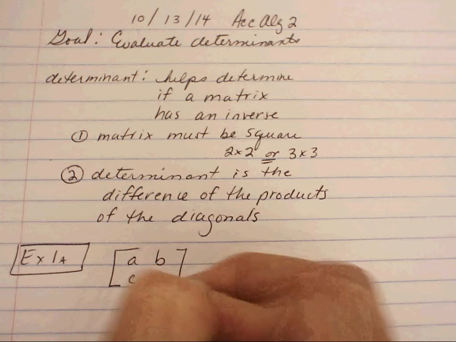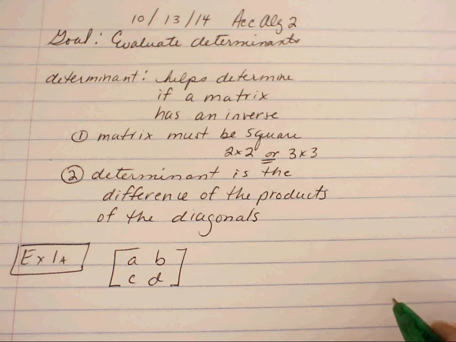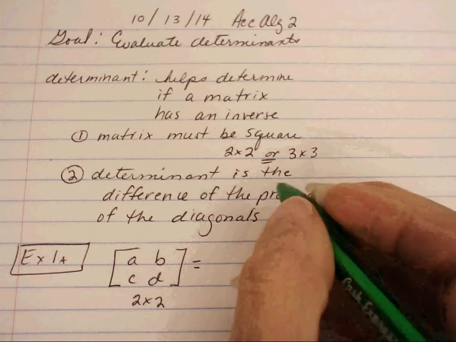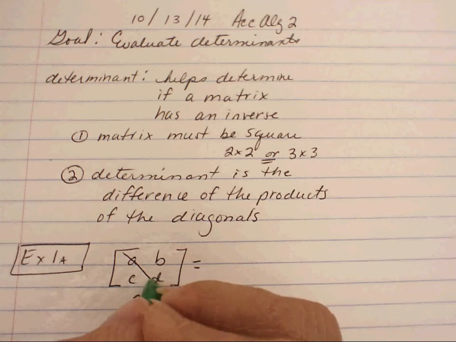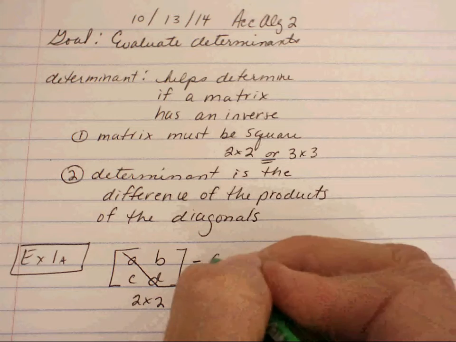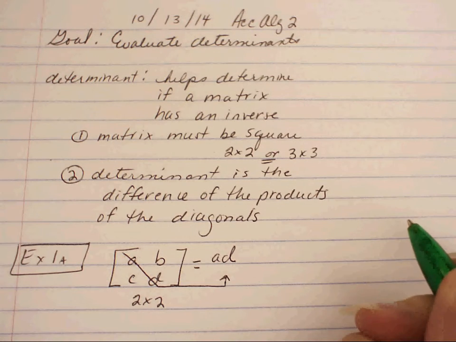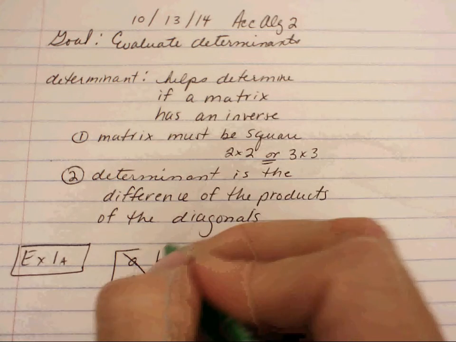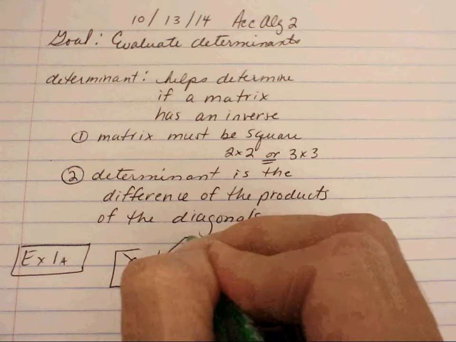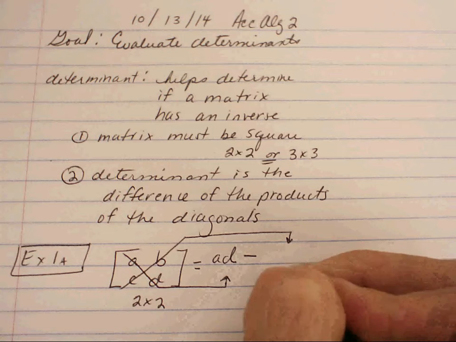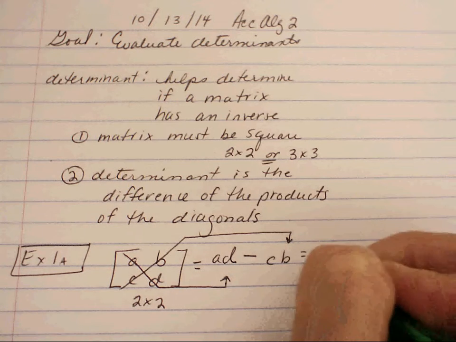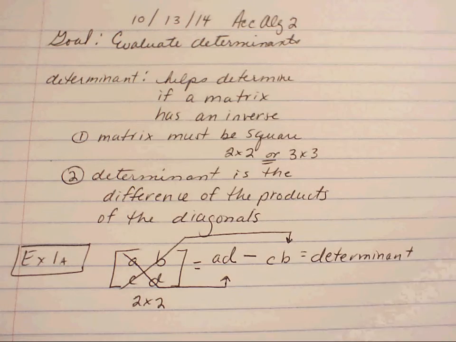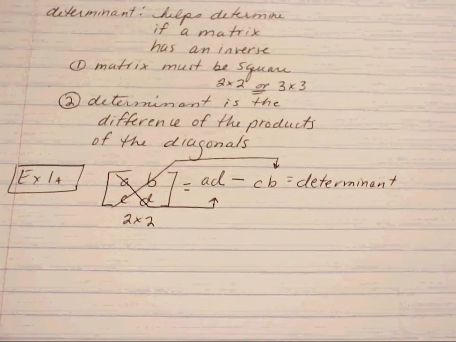I'm first going to give you the generic matrix A, B, C, D. What size is that? Good, perfect, 2 by 2. And first diagonal, we're going to go down and multiply, would give us AD. Now remember, the word difference is a minus. Then we will do the diagonals going up and to the right, and that would be CB. The answer would be the determinant.